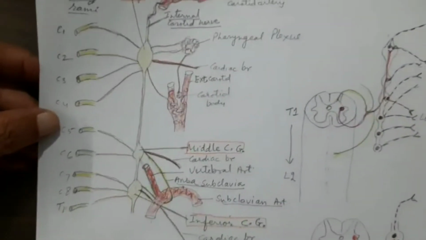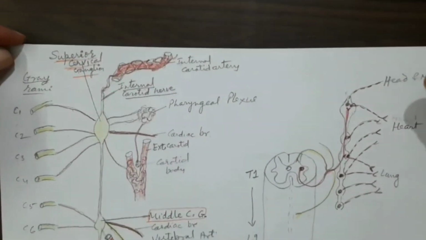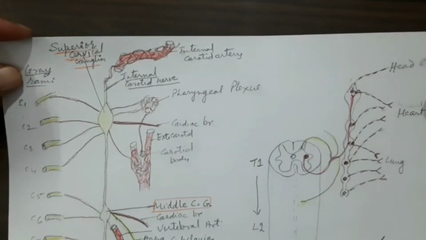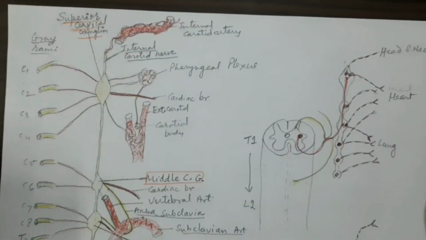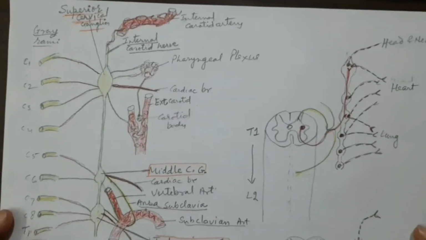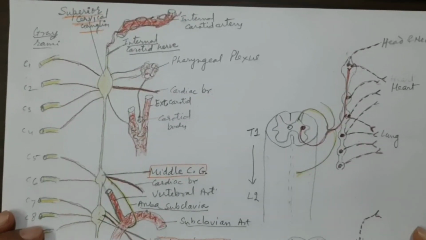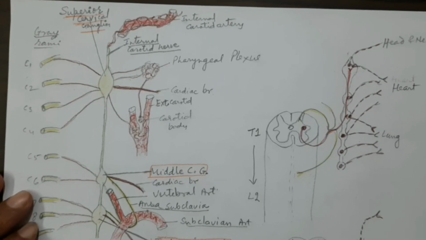I know that it is not that easy, because you have to learn the autonomic nervous system first, and then only you will understand. I tried my best to make you understand this. Next are the branches which take origin from the superior, middle and inferior cervical sympathetic ganglion.